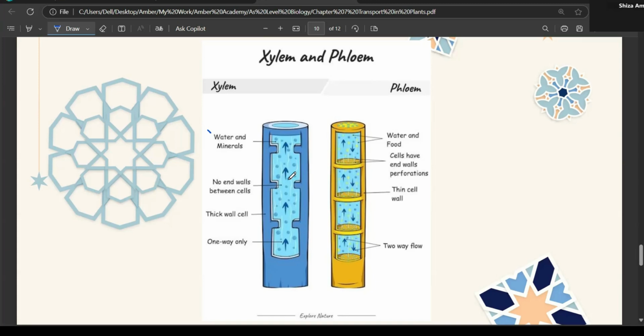Then you can mention that xylem does not have sieve elements, whereas phloem has sieve elements. Then you can also mention that xylem has the deposition of lignin, while phloem does not have the deposition of lignin.